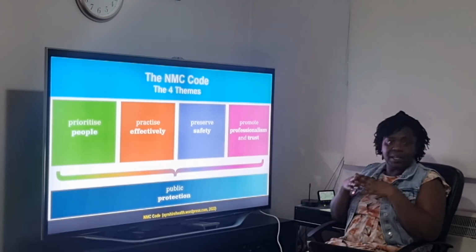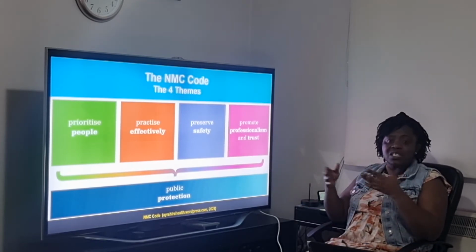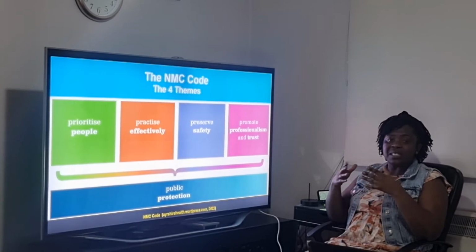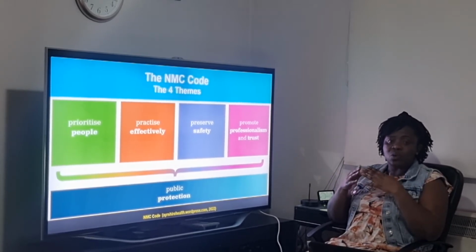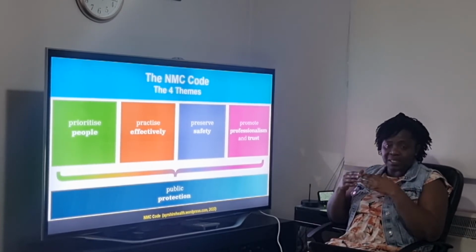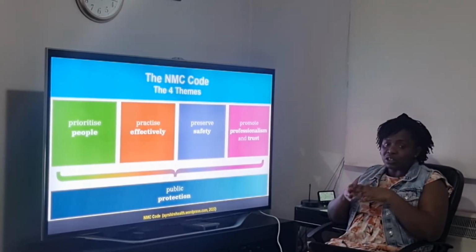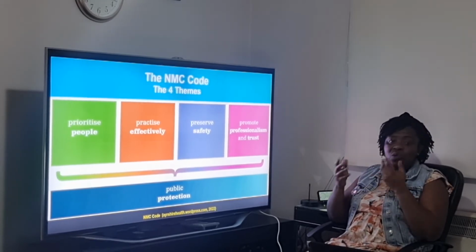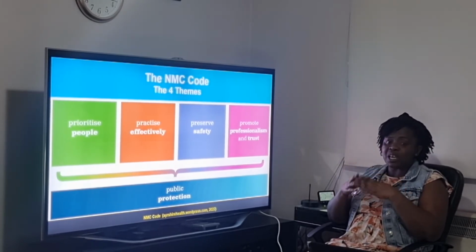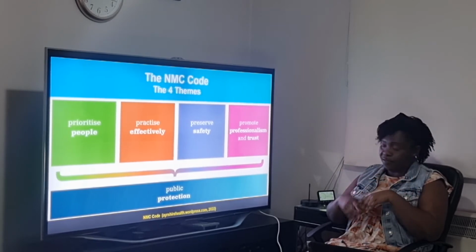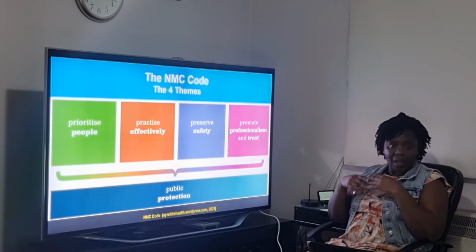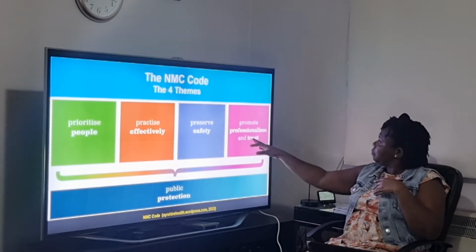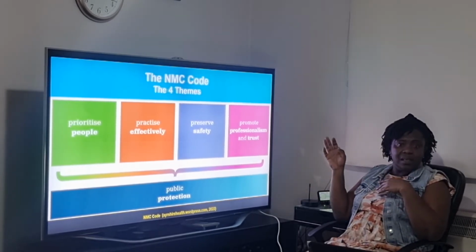Preserve safety. This requires registered nurses to recognize and work within the limits of their competence, and practice the duty of candor, raising concerns with vulnerable patients, as well as prevention of potential harm to keep everyone under your care safe. Promoting professionalism and trust.